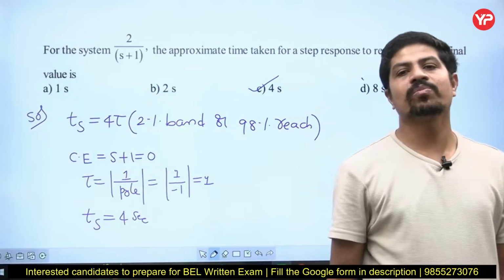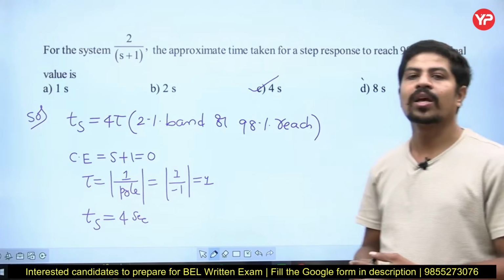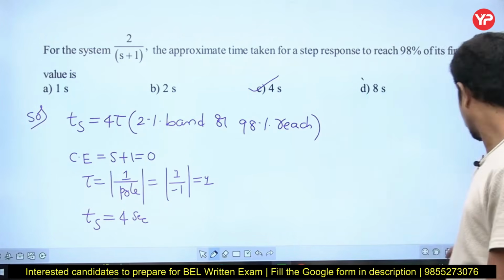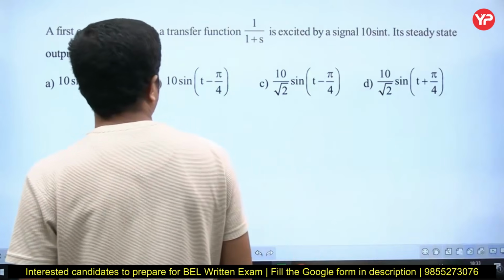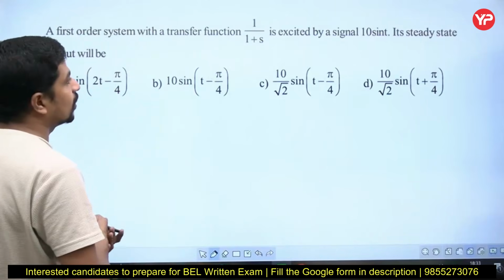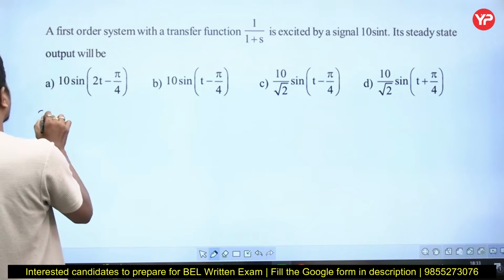This kind of simple question only will be asked in your BEL examination. Next question please. A first order system with a transfer function 1 by s plus 1 is given a signal 10 sin t. Its steady state output will be?